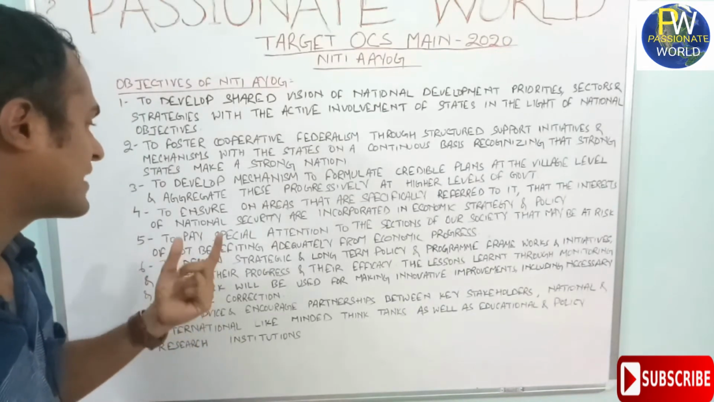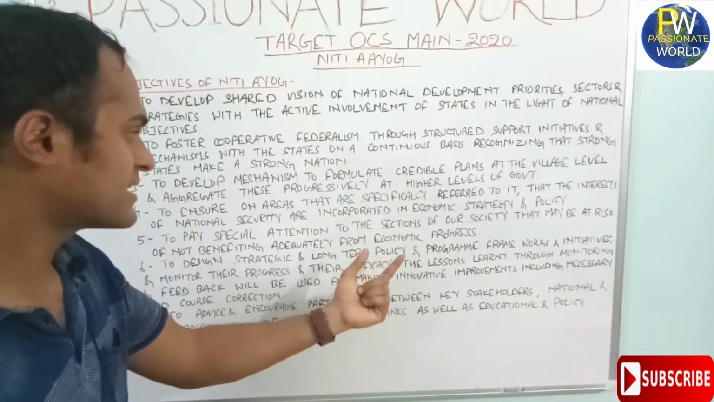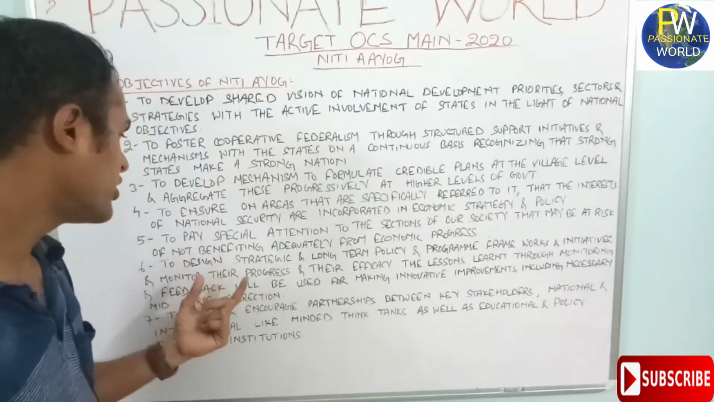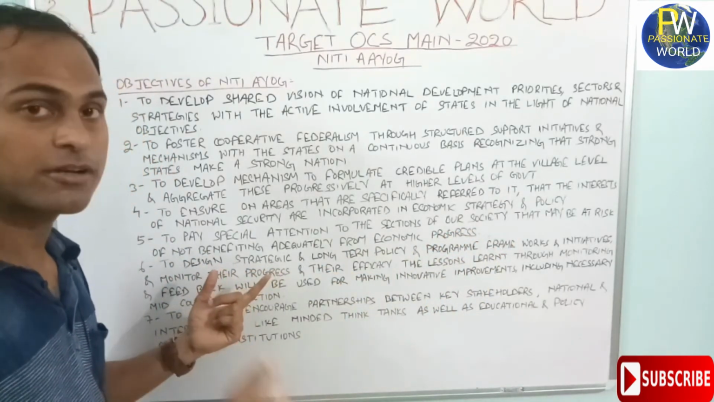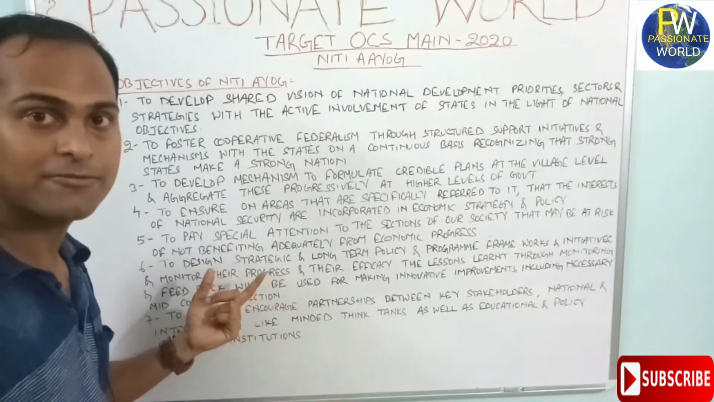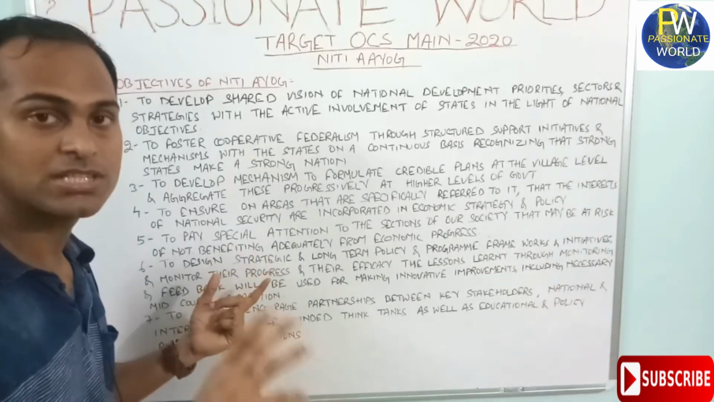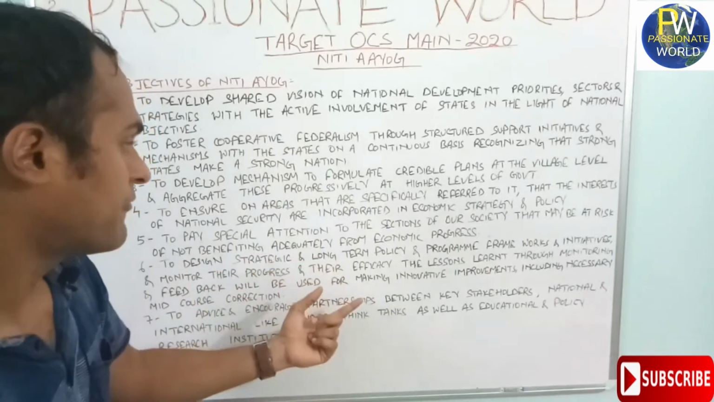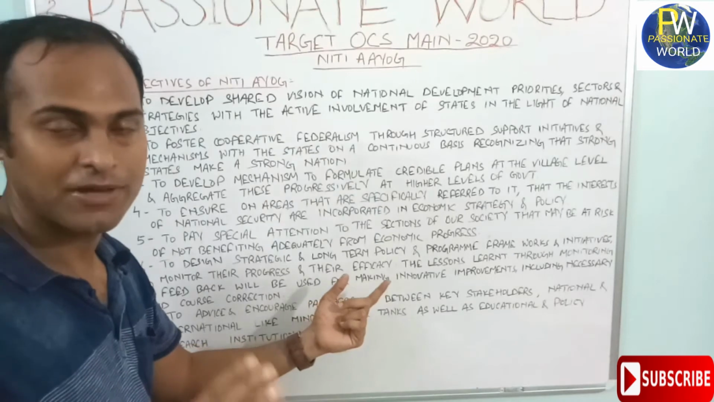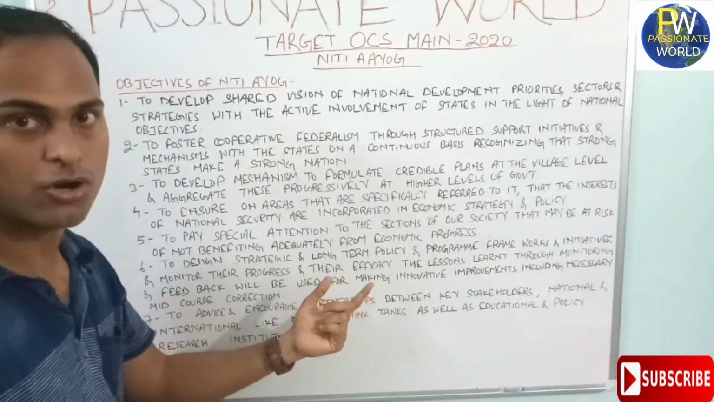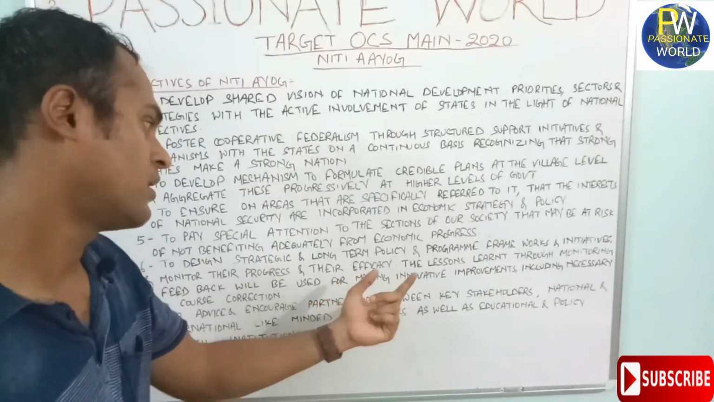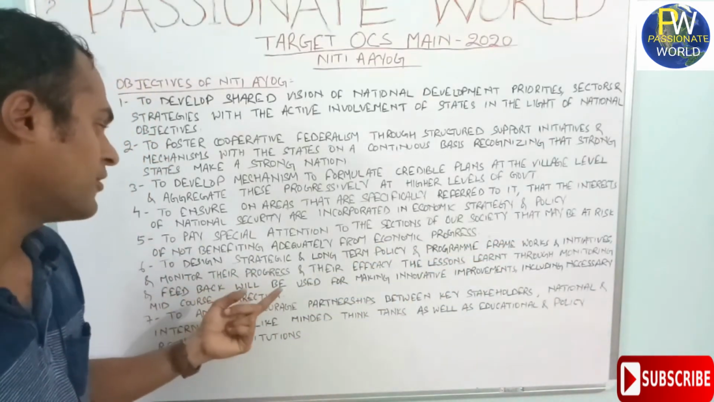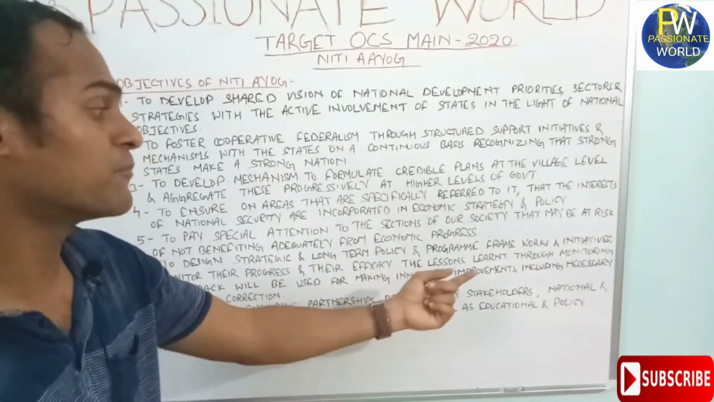Then, to design strategic and long-term policy and program frameworks and initiatives and monitor their progress. It means long-term plans and policies, their implementation and monitoring, are planned at the central level. Their efficacy, whether they are totally required or not, is also discussed. The lessons learned through monitoring and feedback will be used for making innovative improvements.